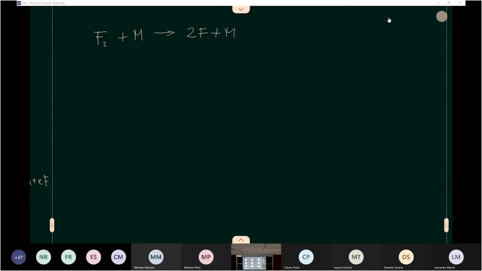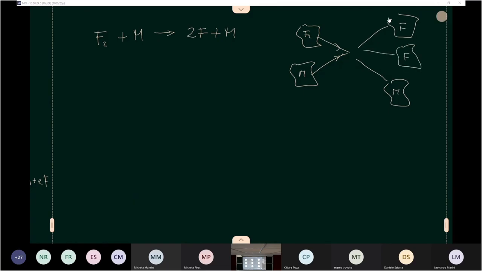So you see here you have F2 molecules. You have a generic other particle. They collide. And we have as a result the same M, and we have F and F. And there will be some energy which is lost in this case. It's an endothermic reaction, so the overall kinetic energy of this particle after collision will be less.